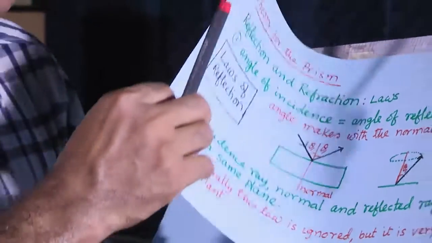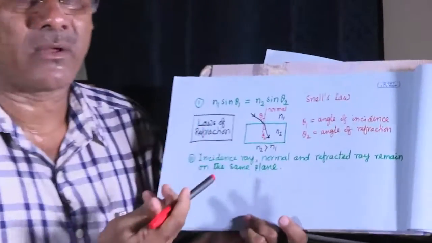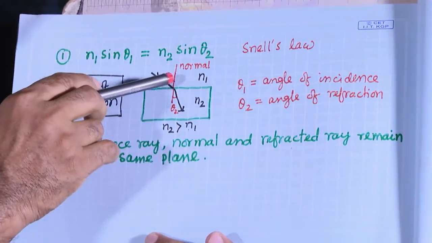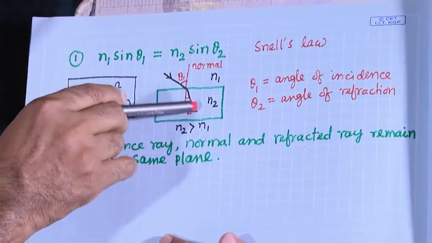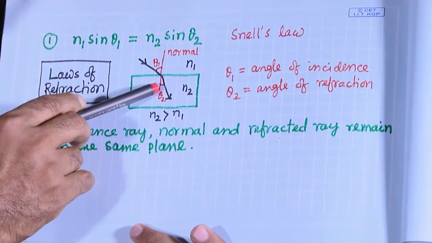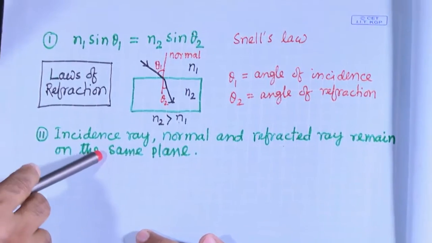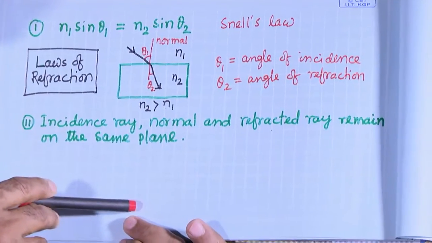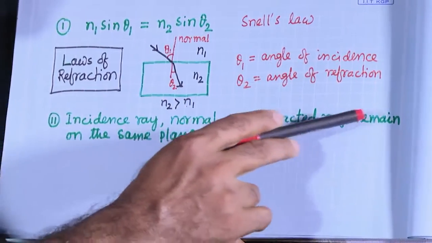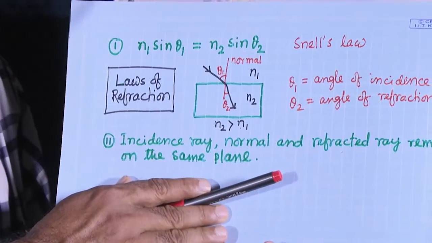Next, refraction. For refraction, you know Snell's law. This is the incident ray and this is the refracted ray. This is the normal. Again, the second law of refraction is the same as the second law of reflection. So the incident ray, normal and refracted ray again remain on the same plane of paper.